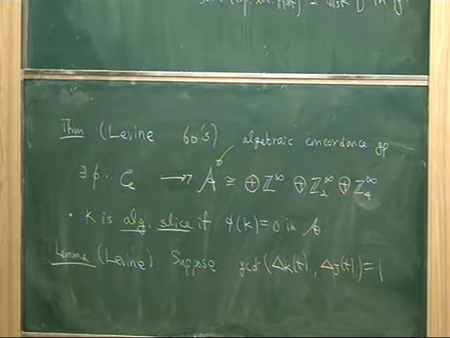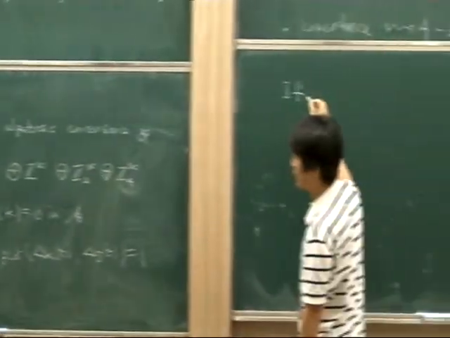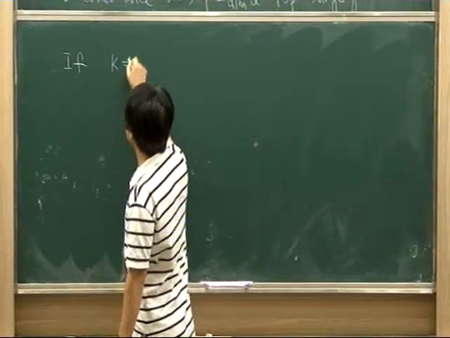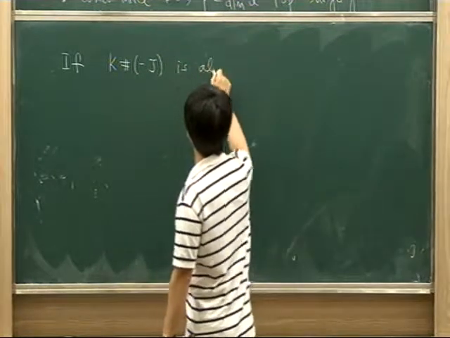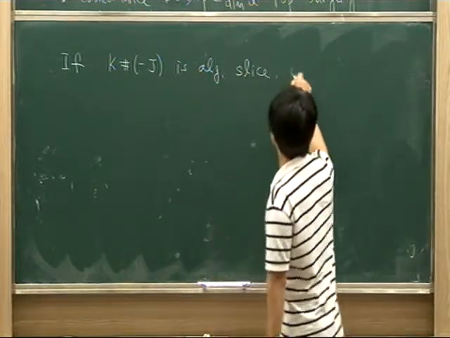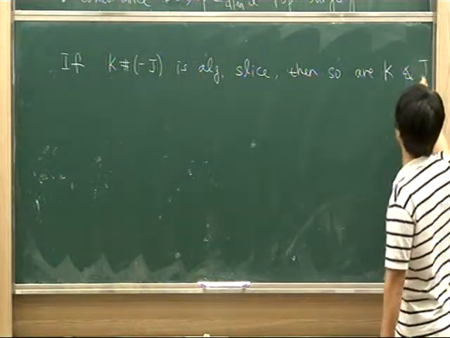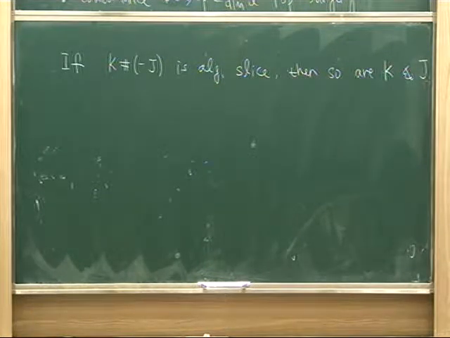then under the following minor condition, let me say this in this way: if K connected sum J is algebraically slice, then so are K and J. So if the connected sum of those two knots is algebraically slice, then those two knots are also algebraically slice, under the condition that they have coprime Alexander polynomials.